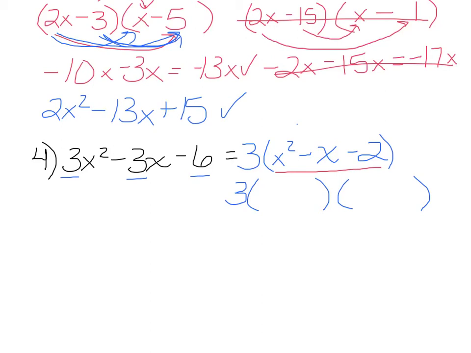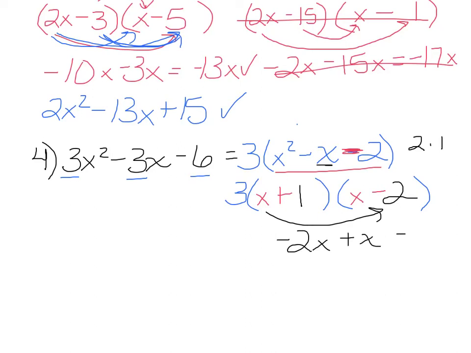And I'm going to ask myself the same questions that I always do. What do I need to get x squared? I need an x and an x. What do my signs need to be? My last term is negative, so my signs have to be 1 positive and 1 negative. And now I need factors of 2, which is easy, 2 and 1, that come out to be a negative 1. Okay, so 2 and 1, you can see that if I put the 2 here and the 1 here, then I'm going to get negative 2x plus an x gives me negative x. And so that looks like it's going to work.